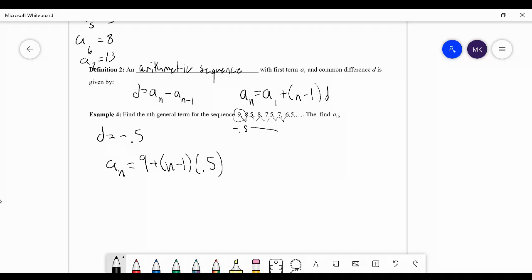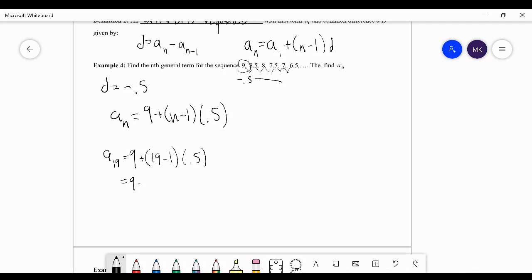So it wants us to find A sub 19. 9 plus 19 minus 1 times 0.5. We're just replacing, instead of A sub n, A sub 19. So it just works like function notation. I replace the n's within the equation with whatever I have down as my subscript. So this is 9 plus 18 times 0.5, and 18 times 0.5 is 9. This is 18.